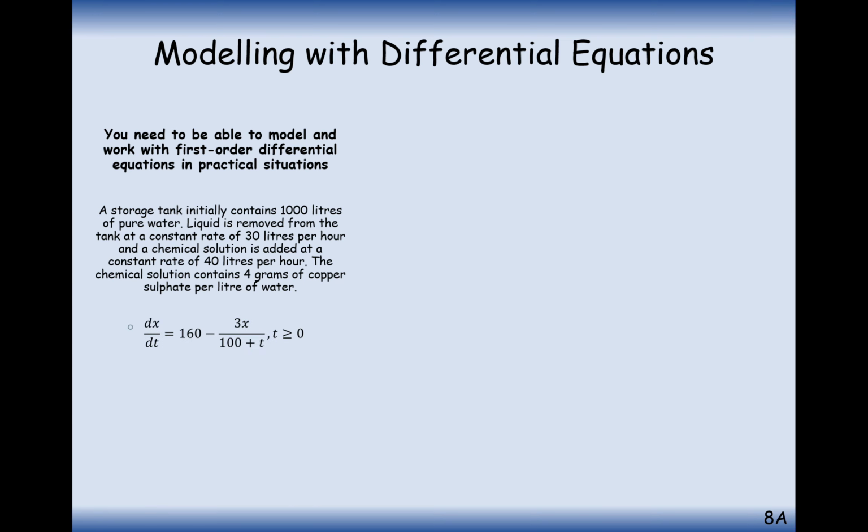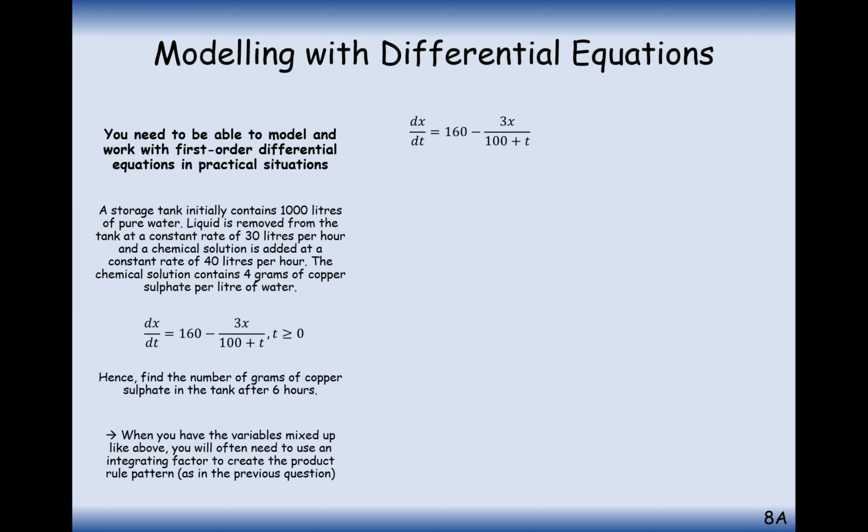Okay, so now that we've got the equation, let's go ahead and solve it. The question here is, find the number of grams of copper sulfate in the tank after 6 hours. So the differential equation looks like this: dx by dt equals 160 minus 3x over 100 plus t. Now we could move all the t's onto one side and the x's onto the other and then solve the differential equation that way, but it doesn't look like you'll be able to do that.